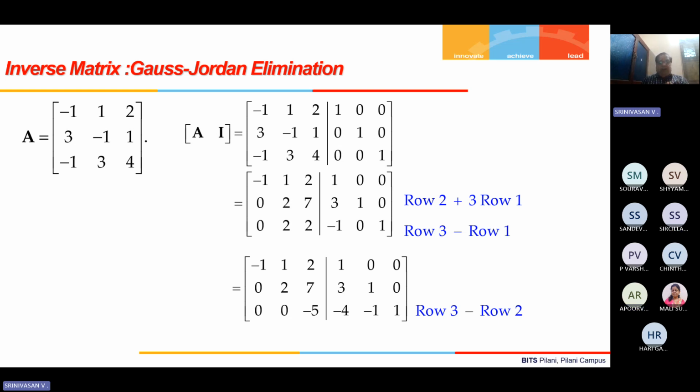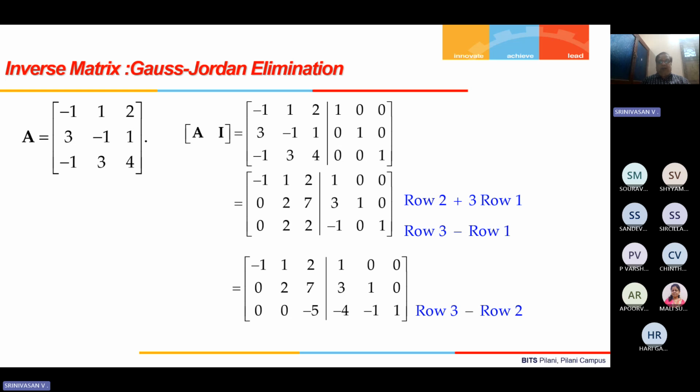So let's now find the inverse of the given matrix A by the Gauss-Jordan elimination method. That is, we are going to reduce it to echelon form, in the sense that we are just going to apply elementary row operations to the augmented matrix A augmented with I originally taken, resulting in I in the first part, so that you have another 3 by 3 matrix, and that is the required inverse of the given matrix. So given A: minus 1, 1, 2, 3, minus 1, 1, minus 1, 3, 4.